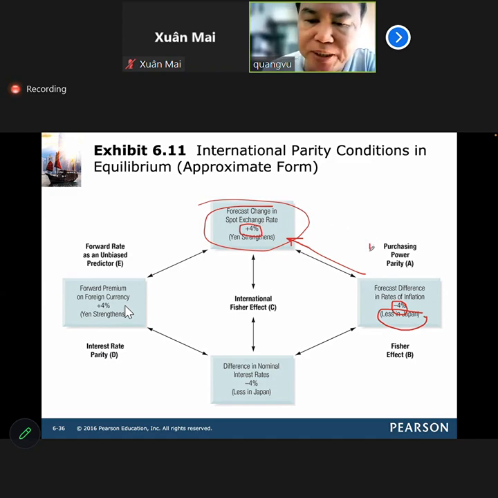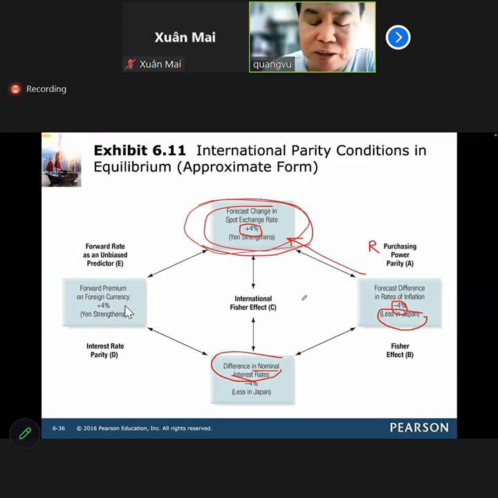We're done with RPPP. RPPP allows you to predict the future spot rate using the difference in inflation rate between the two countries. Or you might want to predict the future spot rate, with exactly the same result, but based on the difference in nominal interest rate, not the difference in inflation rate anymore. You base your forecasting on the difference in nominal interest rate between the two countries, and you should end up with exactly the same future spot rate.